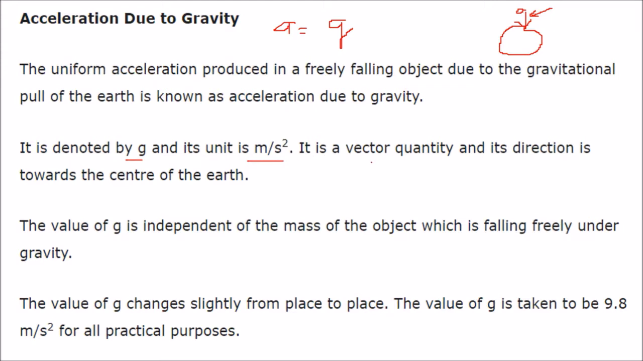It has direction, so it is a vector quantity, and the direction is towards the center of the earth. This value of g is independent of the mass of the object, which is falling freely under gravity. This g changes very slightly from place to place, and for calculation purposes, we take it as 10 in order to simplify our calculation, but the standard value is 9.8 meter per second square.